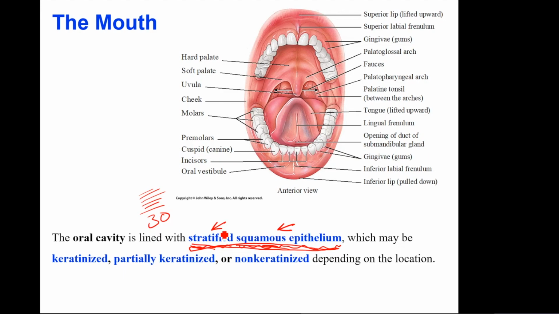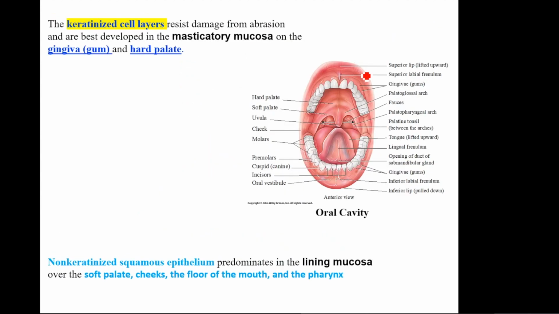So this stratified squamous epithelium can be keratinized, covered by keratin, or partially keratinized, or maybe not keratinized at all. It depends on its location. So, for example, where do you expect the more friction in your oral cavity? Well, guys, I think you can say it's mainly in the gum or gingiva and in the hard palate. So these two locations are covered by keratinized stratified squamous epithelium.